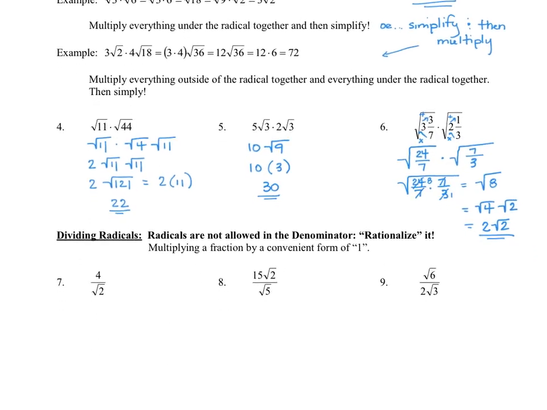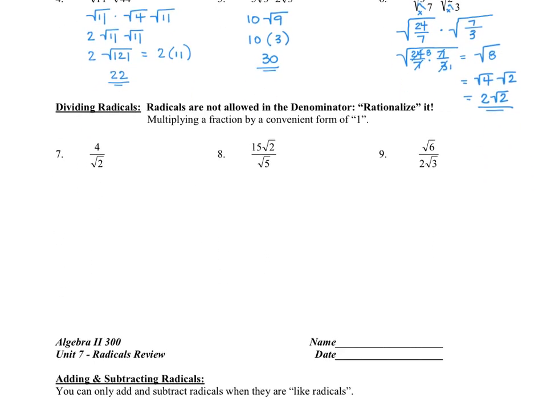In order to divide radicals, the biggest thing we have to remember is that no radicals can be left in the denominator. In order to get the radicals out of the denominator, we need to multiply by a convenient form of 1. The way we do that is simply to multiply both the numerator and the denominator by whatever radical is in the denominator. So if we take a look at example number 7, if we multiply both the numerator and the denominator by the square root of 2, which is essentially just 1, we haven't changed the problem.